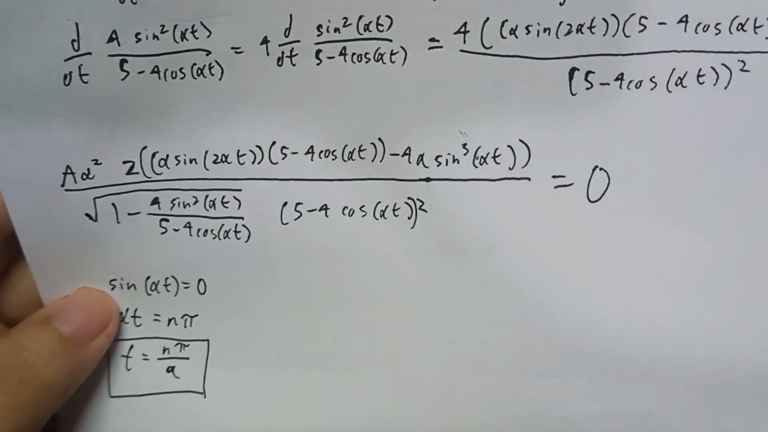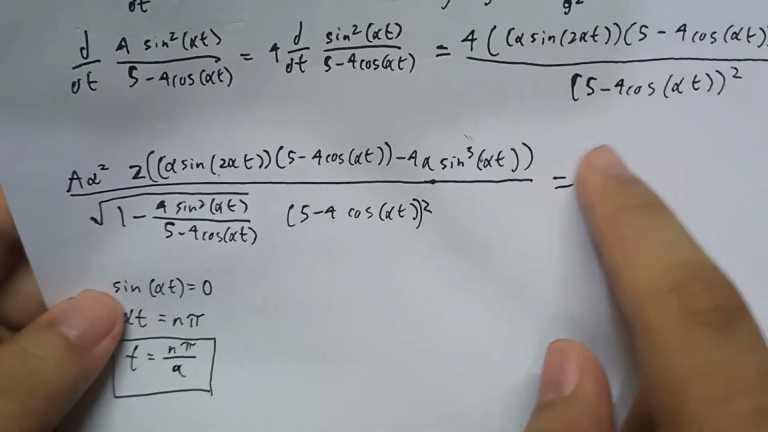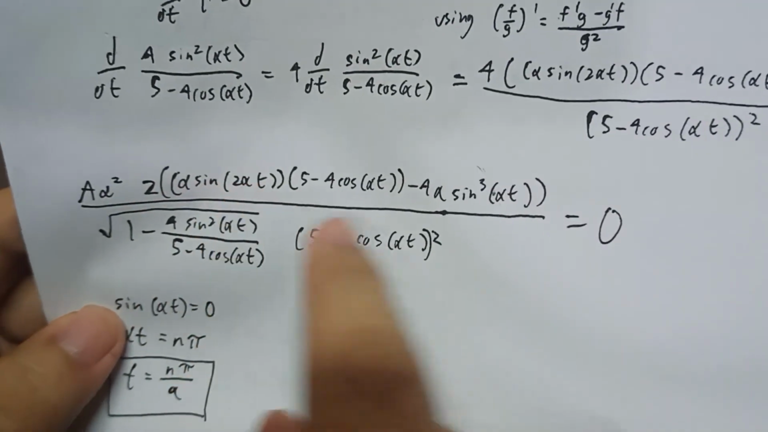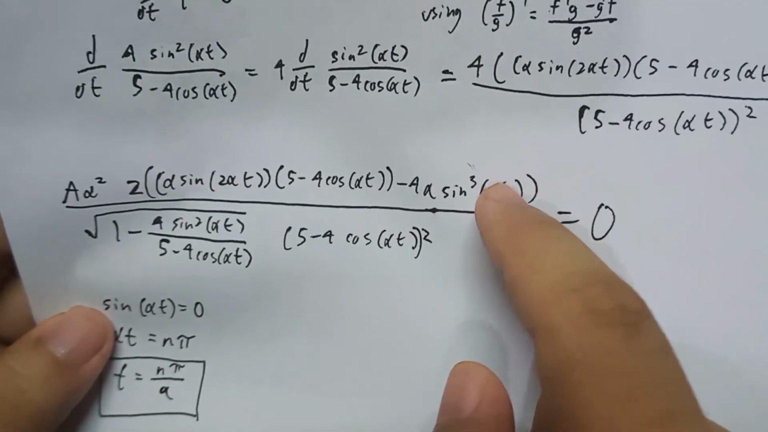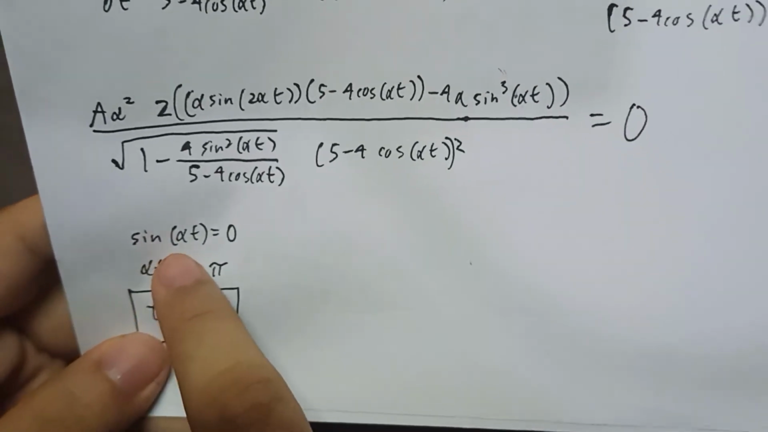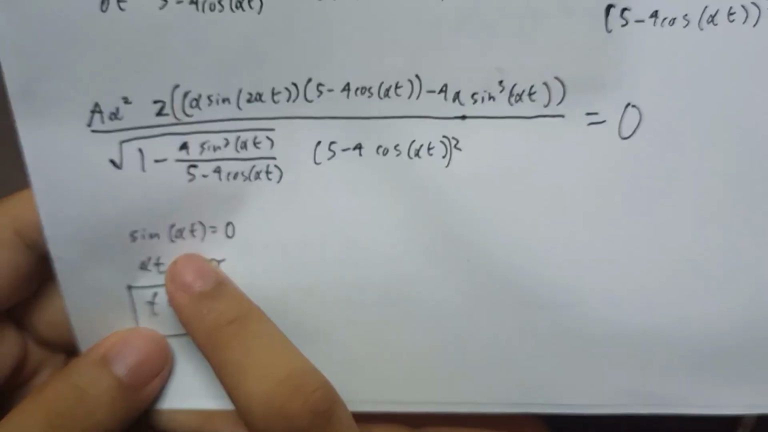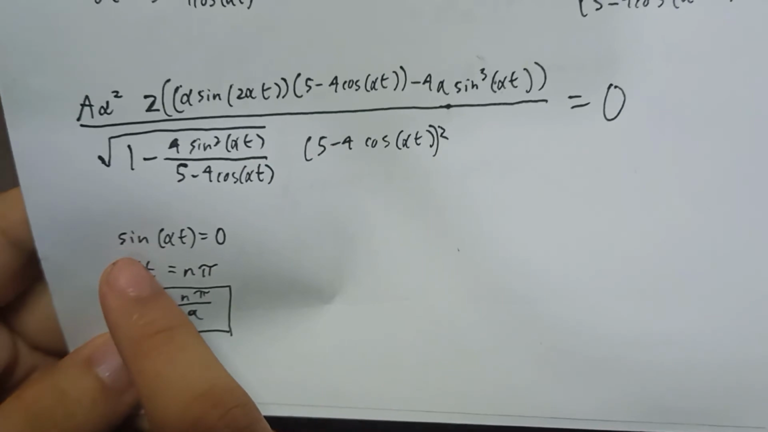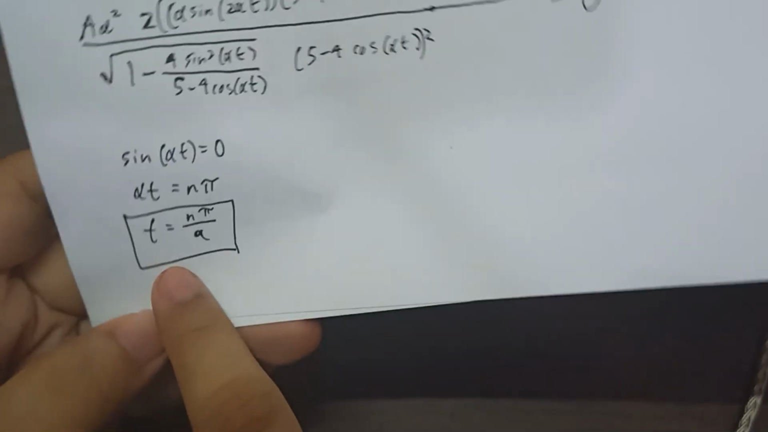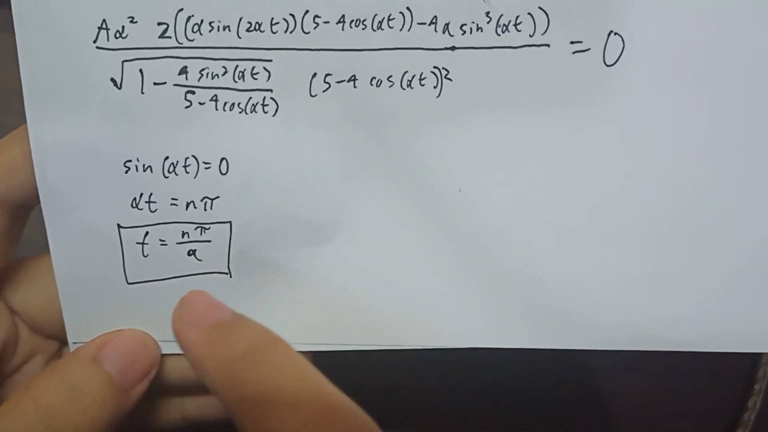And we know that for this equation to be 0, the numerator has to be 0, and for this numerator to be 0, we can notice that if the sine is equal to 0, the whole equation is equal to 0, which means that sine of alpha t should be equal to 0, and the value of alpha t should be a value that makes the sine 0, which is n pi, and we manipulate the equation to get t, which is equal to n pi over alpha.